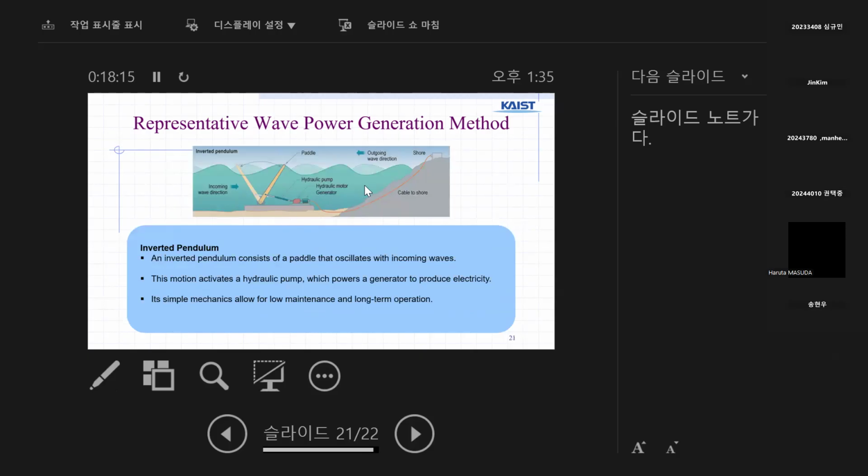This is the inverted pendulum. As you can see, when the waves move, the pendulum moves left and right. The motion activates the hydraulic pump over here, which powers the generator to produce electricity in the onshore area. The simple design and mechanism allow for low maintenance and long-term operation.